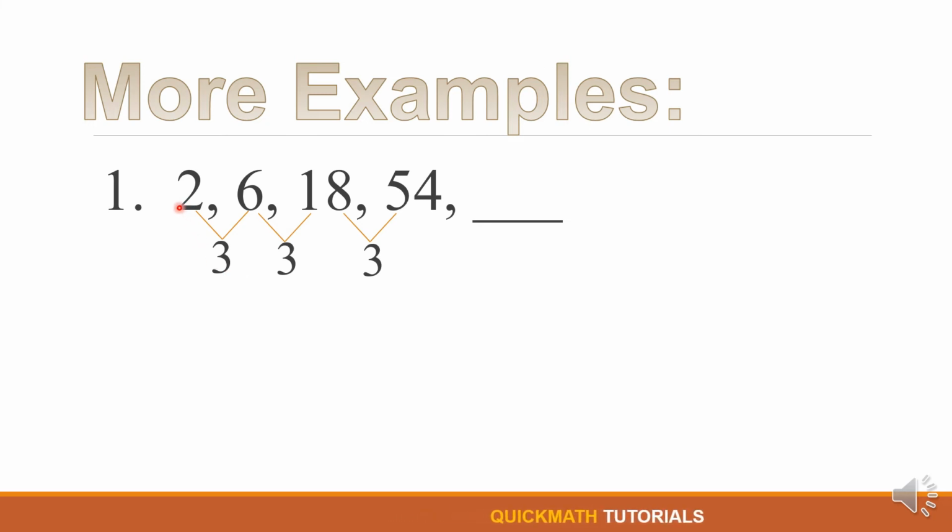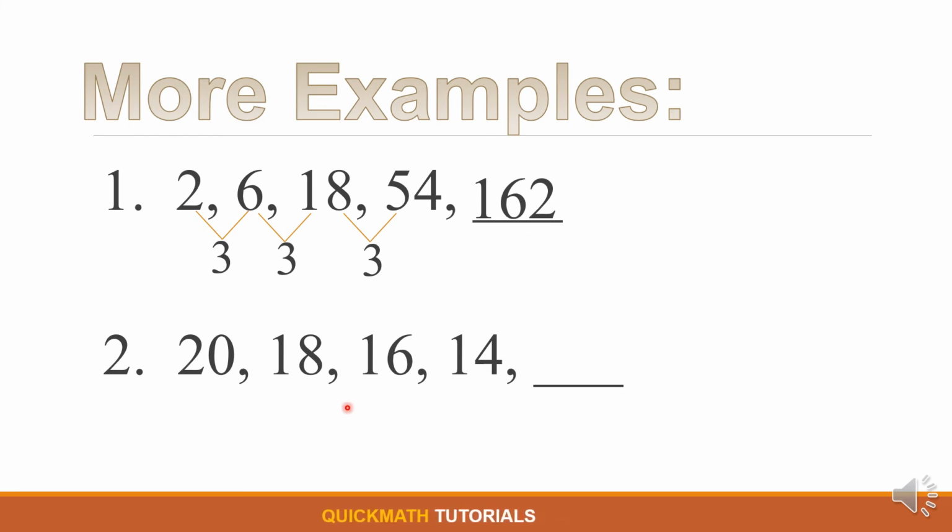So we have 2 times 3 is 6. 6 times 3 is 18. And 18 times 3 is 54. Now, for our next term, we will just multiply by 3. So 54 times 3 is equal to 162. So this is our final answer.